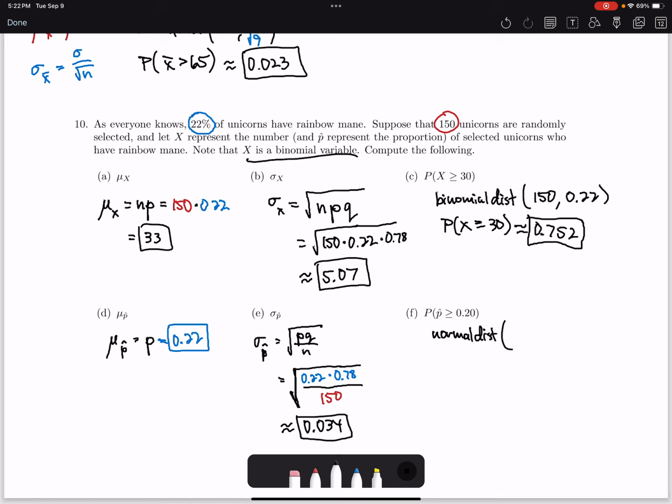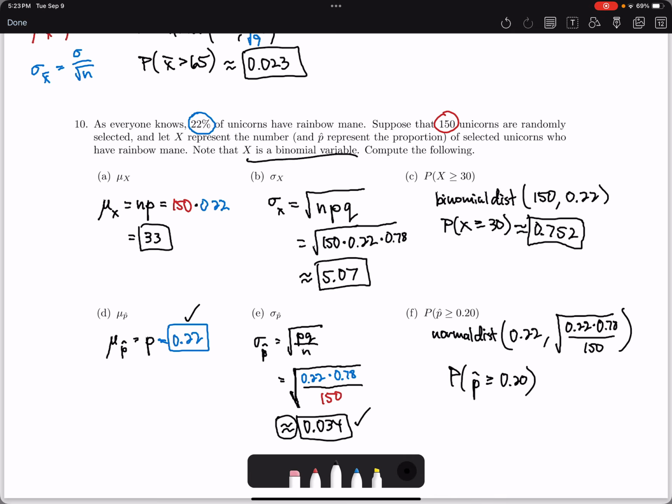When we use the normal distribution, we have to put in something for mu and something for sigma. The values for mu and sigma that we should use are these. So mu sub p hat is 0.22, and sigma sub p hat, well, you could put 0.034, but notice that we did some rounding to get that answer. So I'd rather just put in the exact value, square root of 0.22 times 0.78 divided by 150. And then we're going to compute the probability that p hat is greater than or equal to 0.20.